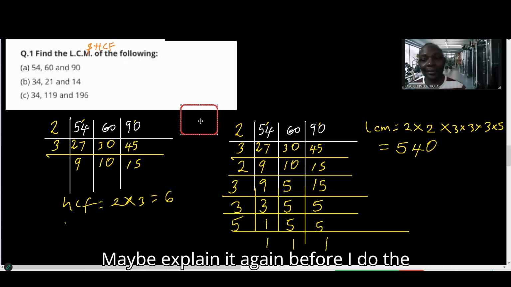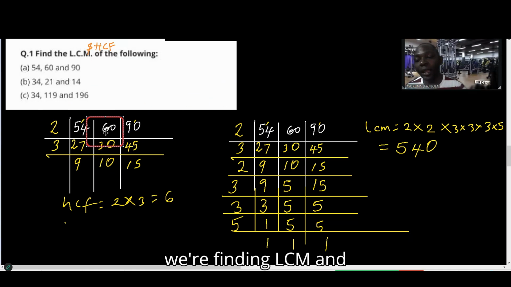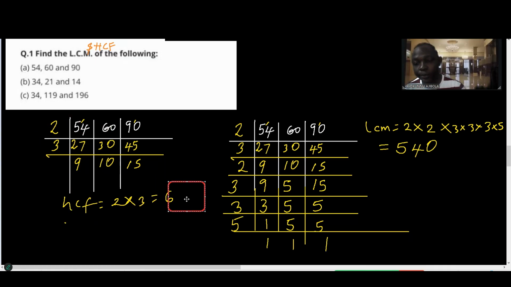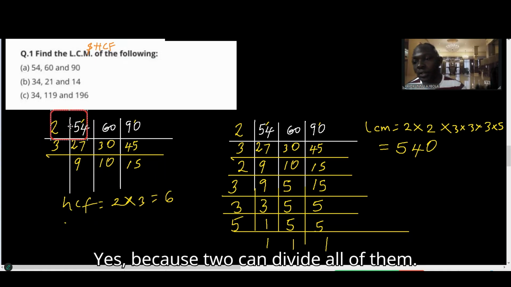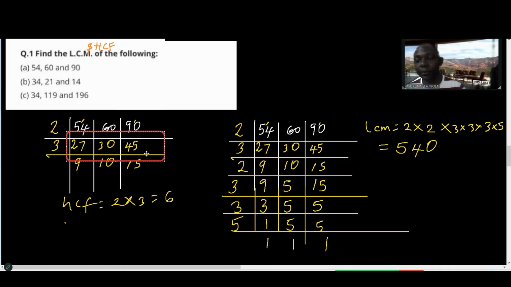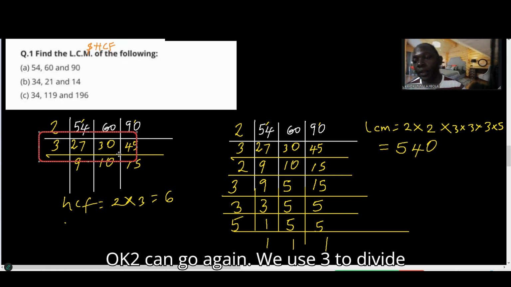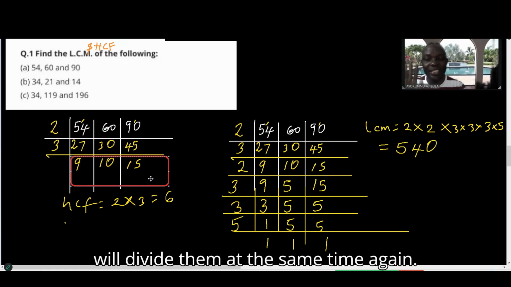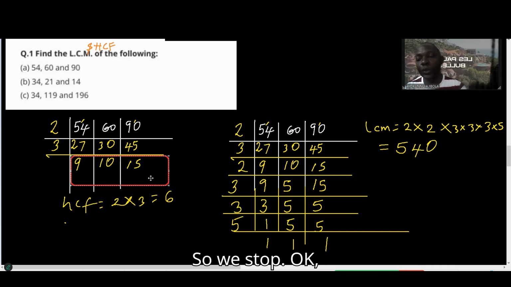Maybe explain it again before I do the work. We're finding LCM and HCF. So we firstly meet HCF, right? Because 2 can divide all of them, we divide it and get the second layer. 2 can go again. We use 3 to divide them, we get the third layer. Nothing will divide them at the same time again. So we stop, okay?